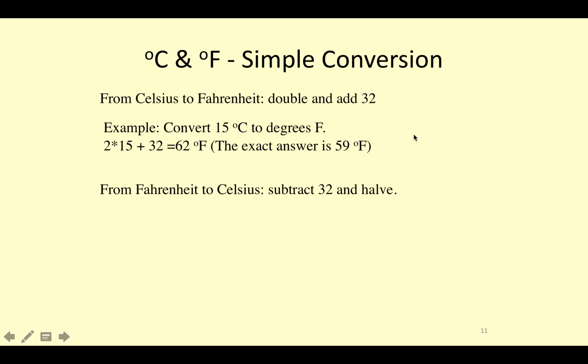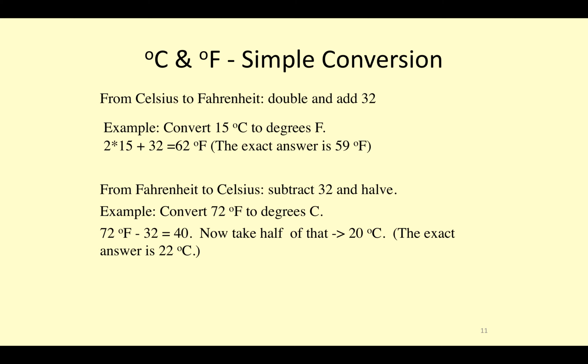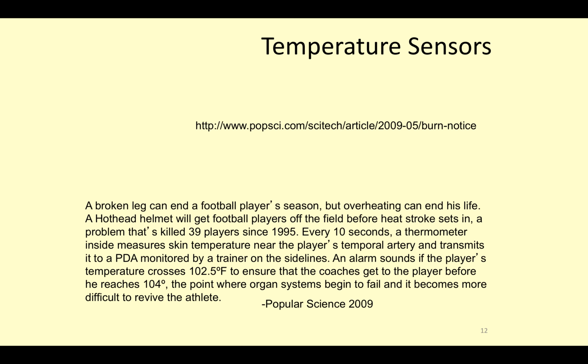Fahrenheit to Celsius: subtract 32, and then divide by 2. So if you want to convert 72 degrees Fahrenheit to Celsius quickly in your head, you can go, okay, 72 minus 30 is 42. Now take half of that, and you get about 20 degrees. That's your Celsius. That's how you go from Fahrenheit to Celsius in a quick way.